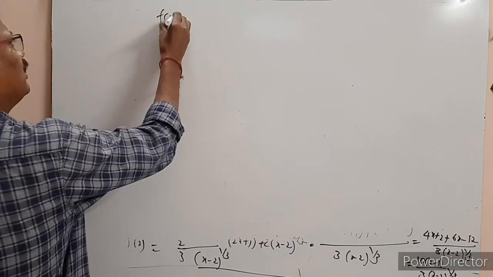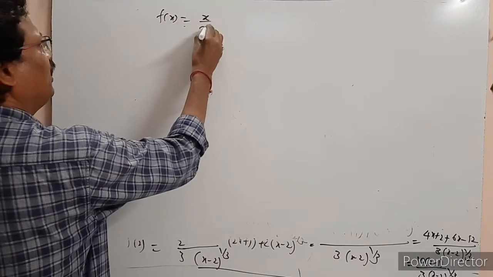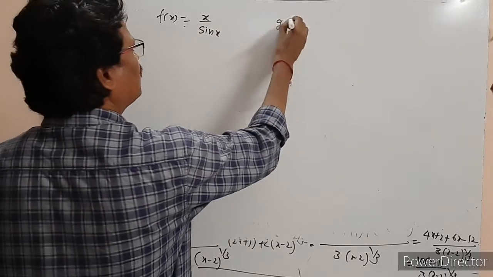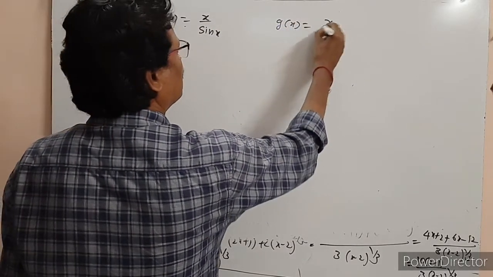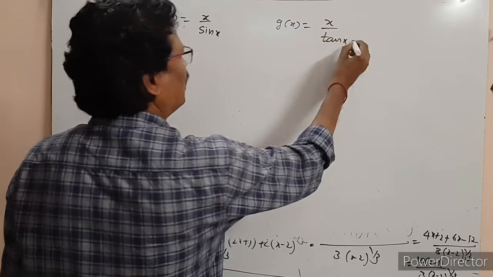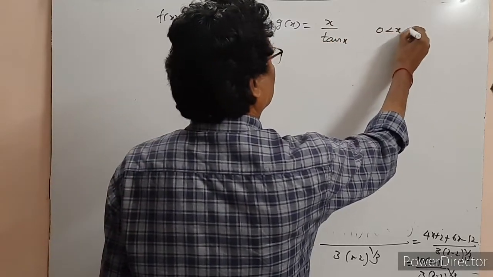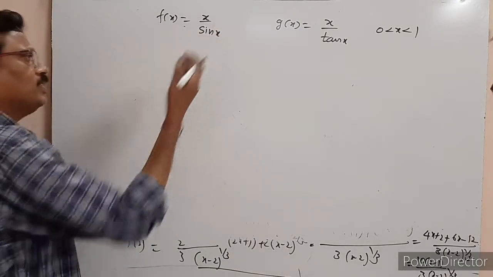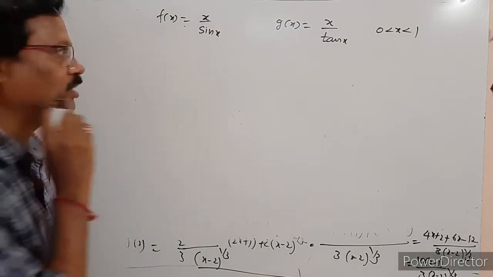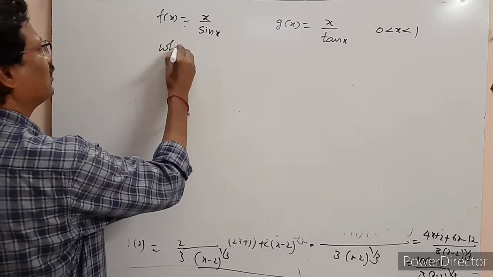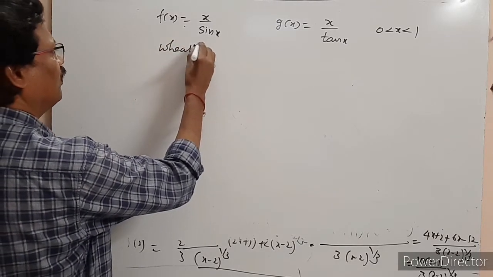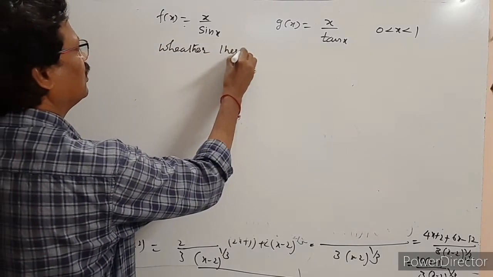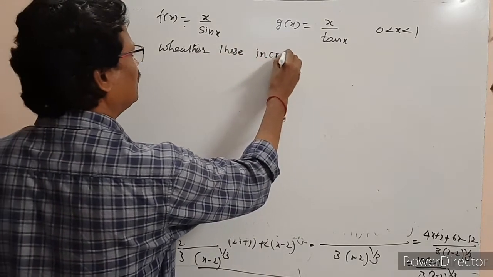f of x is given like this, x upon sin x, and g of x is given x by tan x in the interval 0 less than x less than 1. Whether these functions are increasing or decreasing.